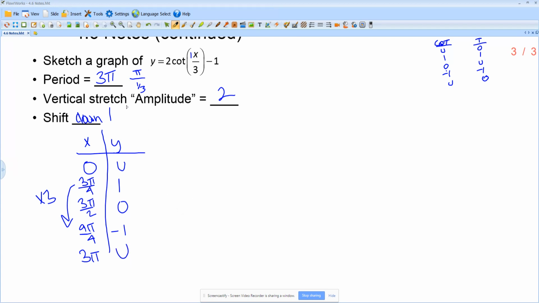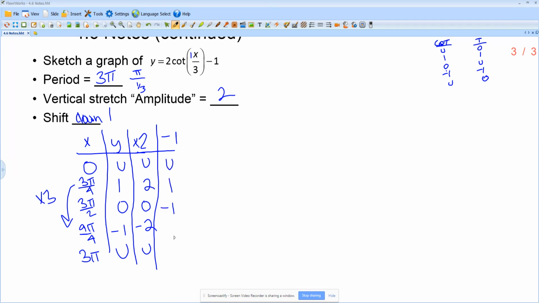I have both an amplitude and a shift down. The amplitude has to be applied first because it's multiplication, then I will shift things down. So 2 times undefined is undefined, 2, 0, negative 2, undefined. And subtract 1. Undefined minus 1 is undefined. 1, negative 3, undefined.